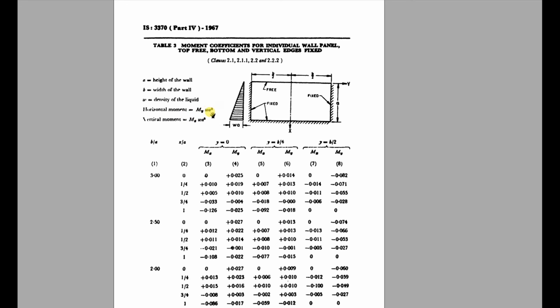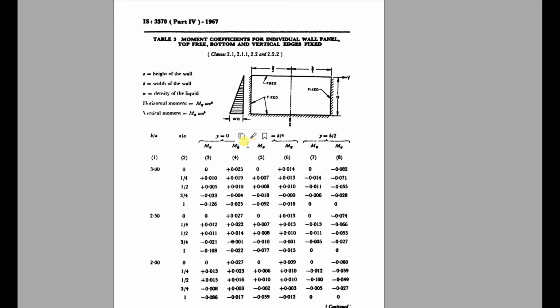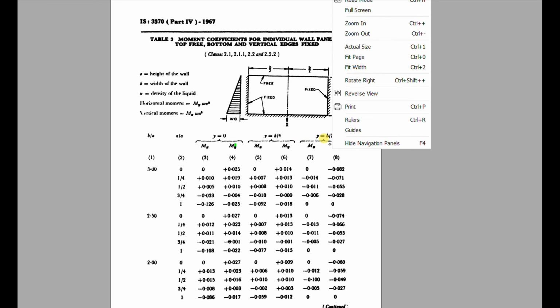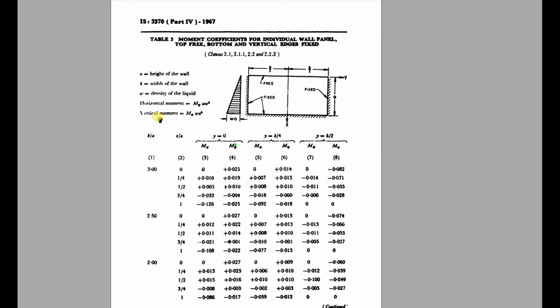Horizontal moment can be calculated by multiplying My into WaQ. This is not visible clearly, but this is Q. So My is here. These are the My values. You see this? This is My. This is also My.